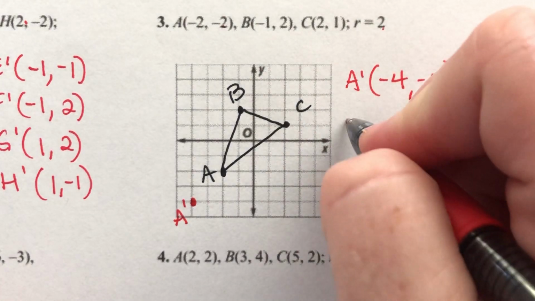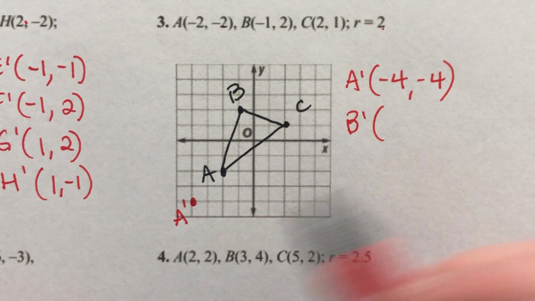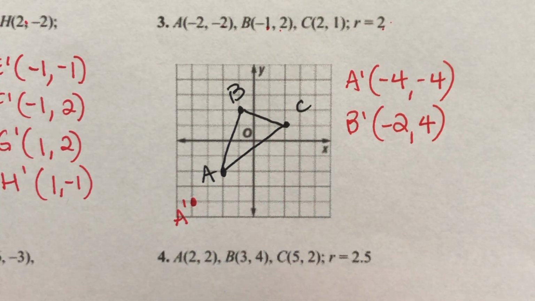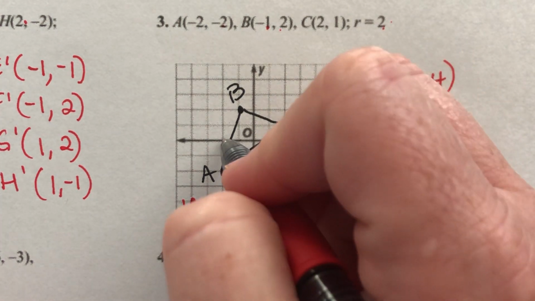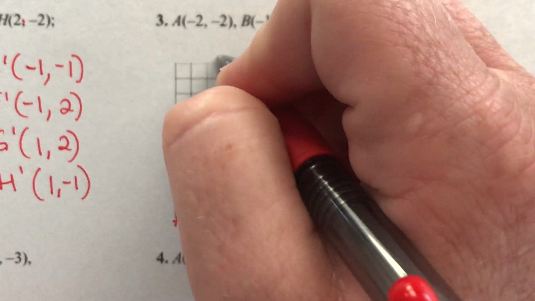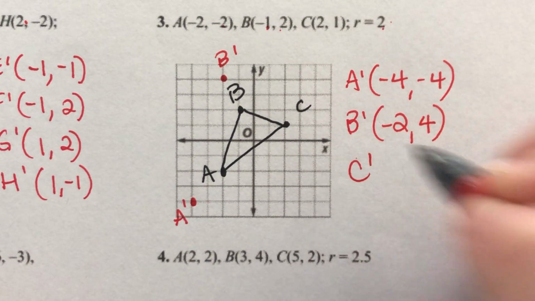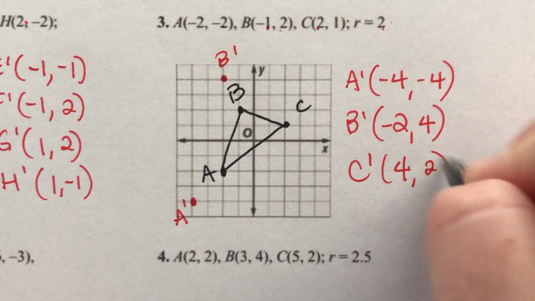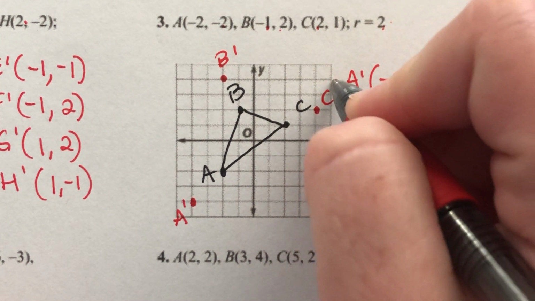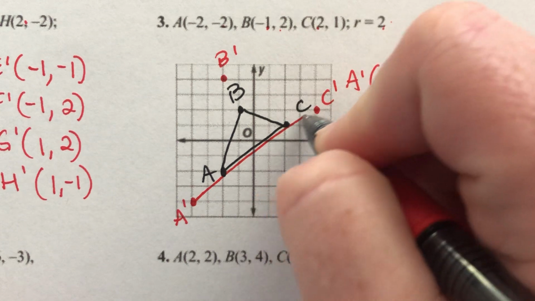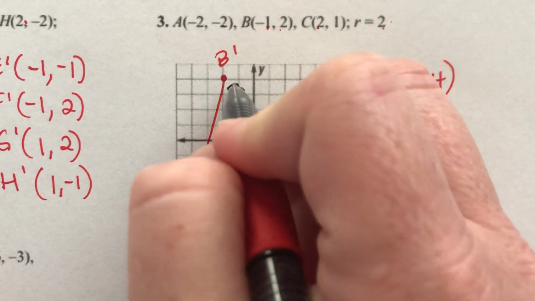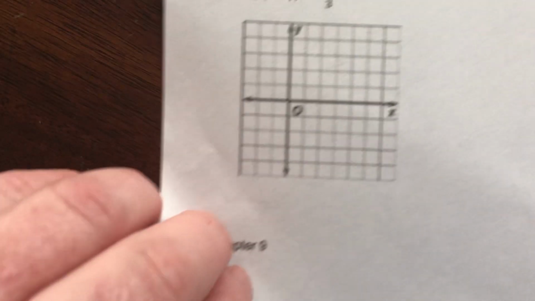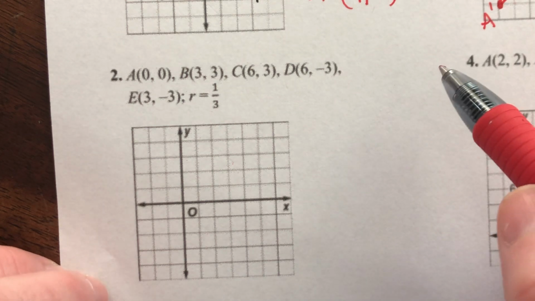A prime. B prime is the one that I've manipulated. So that's -1 times 2 is -2, and 2 times 2 is 4. So I'm going to go backwards 2, up 1, 2, 3, 4. That's B prime. And then lastly, C prime. 2 times 2 is 4, and 1 times 2 is 2. So over 4, up 2, C prime. So I got this guy, and this guy. It's an enlargement, we can see. Okay, super easy. You don't even have to guesstimate. You literally know where your points are based on multiplication.